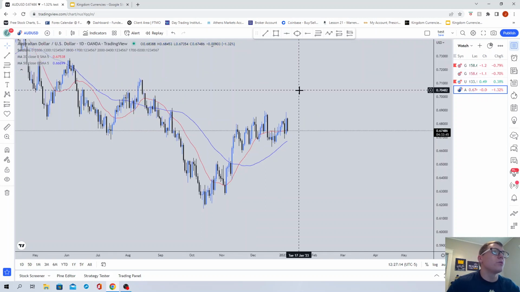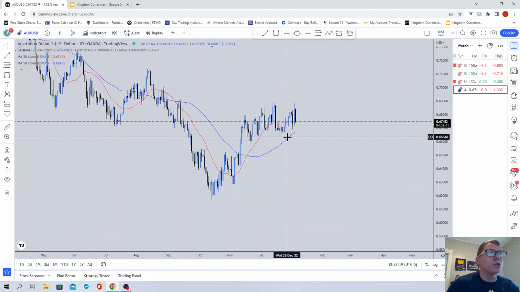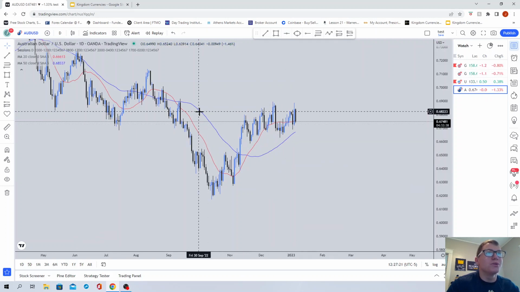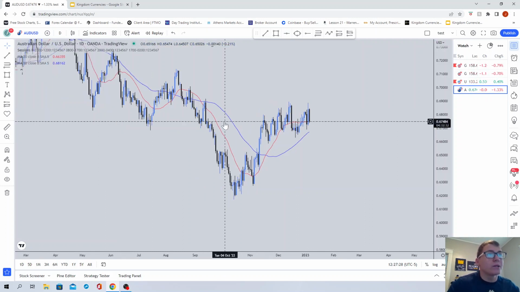Literally all I was taught was, it's very simple. If the red is over the blue, you're looking to buy. If the blue is over the red, you're looking to sell. Okay, and I mean, that's the most basic way to explain it, and that's really all you need to know.